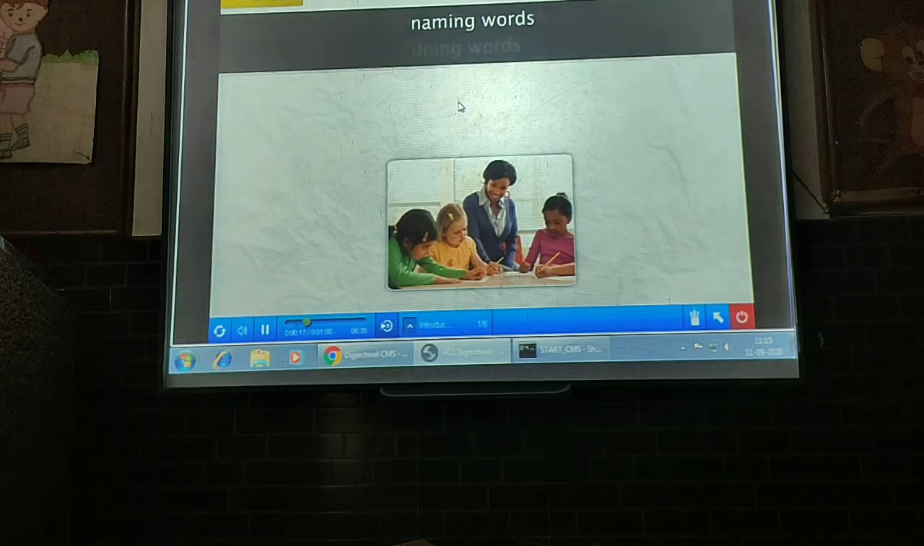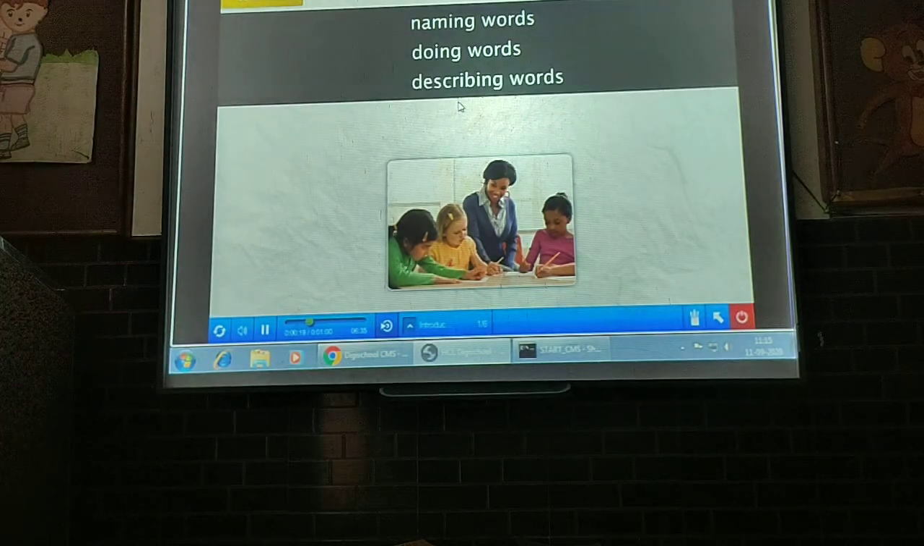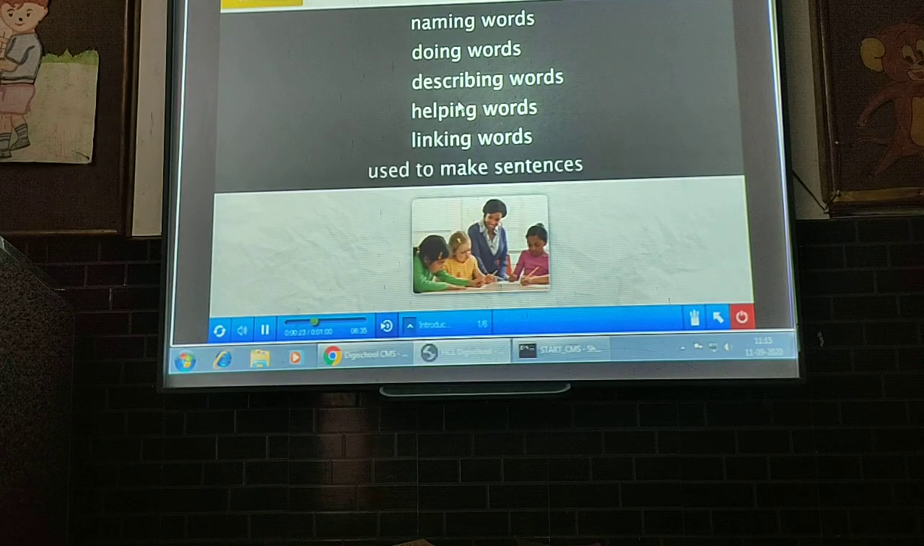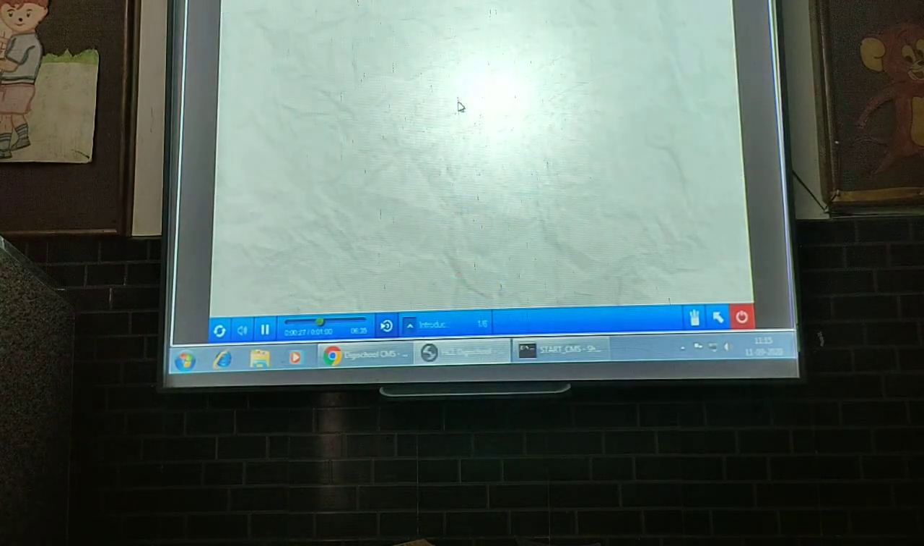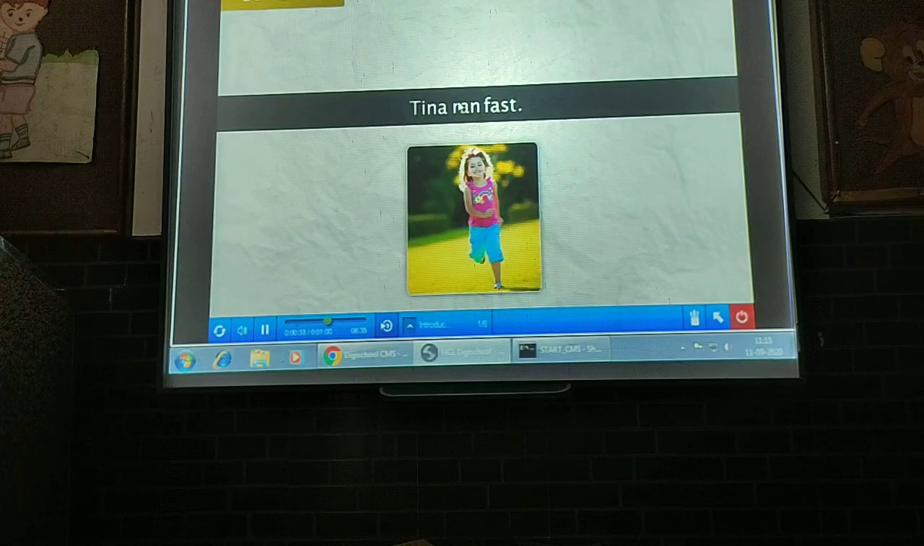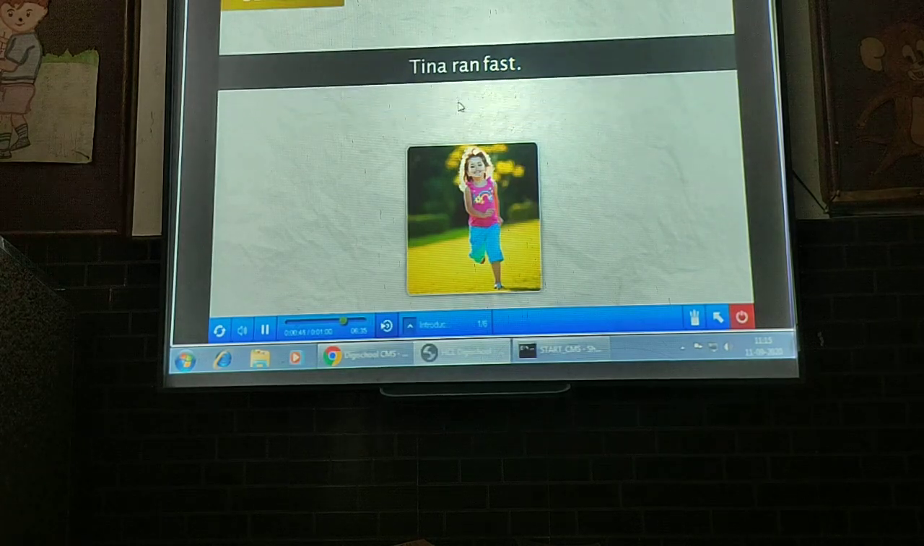Naming words, doing words, describing words, helping words, and linking words are all used to make sentences. A sentence is a group of words that make sense. For example, Tina ran fast. This sentence is made by joining the naming word Tina, the doing word ran, and the describing word fast.